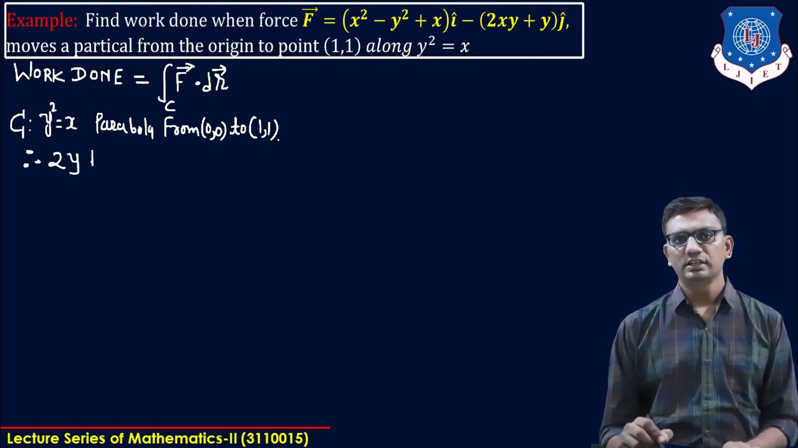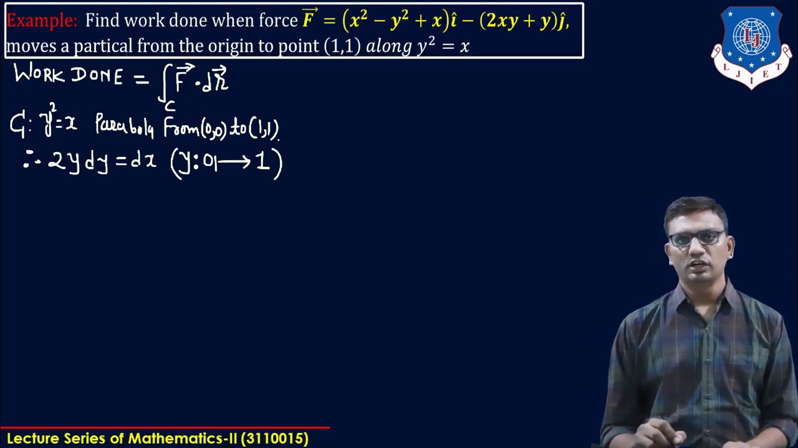So 2y dy equal to dx, that is our derivative on both sides, and y is running from 0 to 1 along the curve x equal to y square. So our limit of y is 0 to 1.